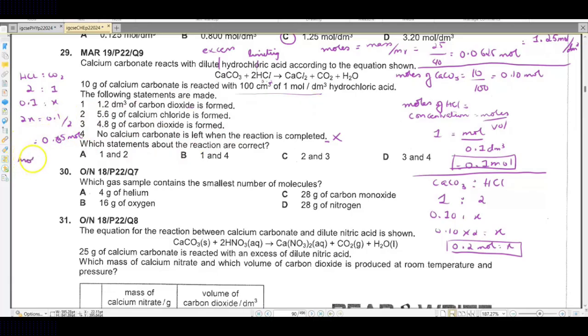The volume is going to be found by the formula moles is equal to volume by molar volume. So moles are 0.05, volume we have to find, and this is in decimeter cubes, so we are going to use 24. So 24 into 0.05 is going to give us 1.2 decimeter cubes of CO2. So this is correct, that this is formed. Now they are asking us whether 5.6 grams of calcium chloride was formed. So how do we find calcium chloride?